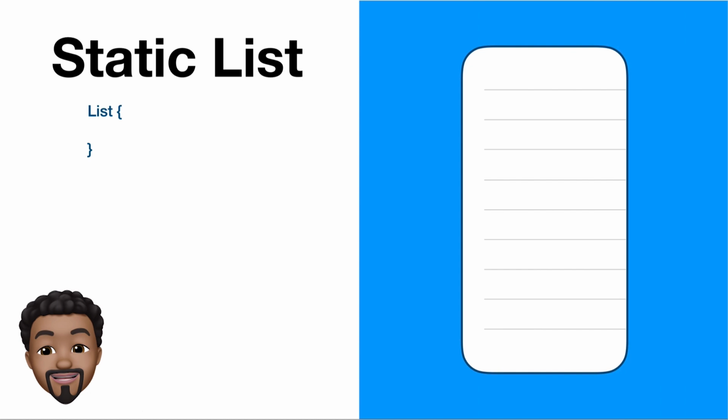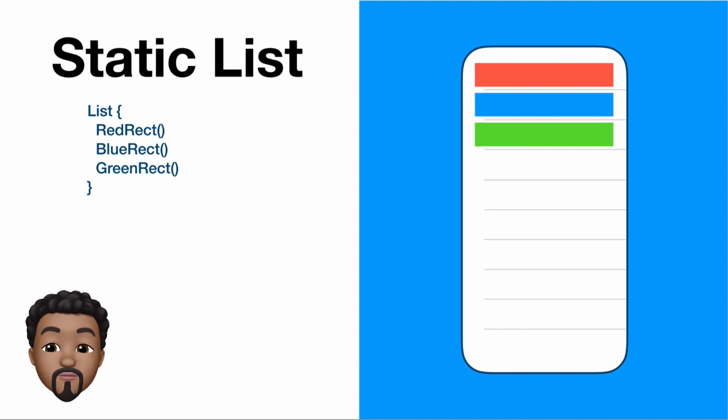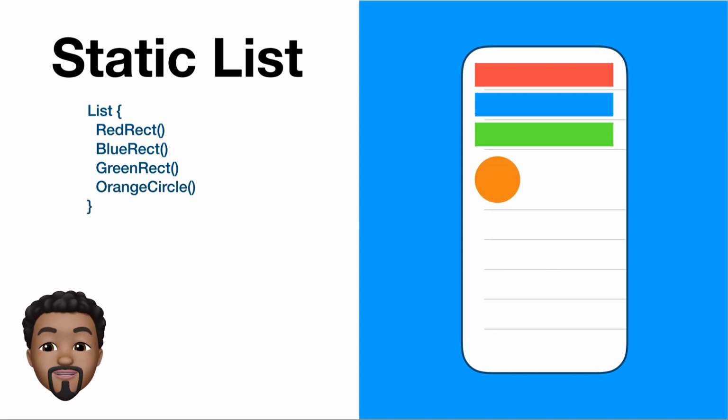A static list is a list where you're manually entering in the different types of elements that you want to show in your list. You can enter in each of these views as its content, and you're not limited to only entering the same type of view. You can actually use several different types of views in your list.